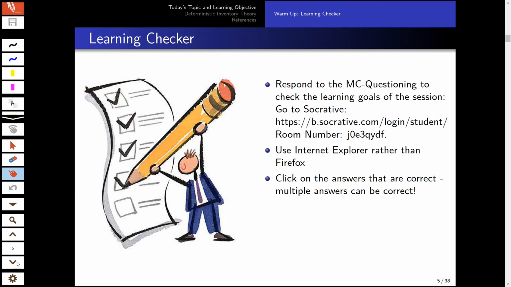You have a learning checker available to check if the knowledge that you acquired while reading our textbook, which is Hillier and Lieberman.